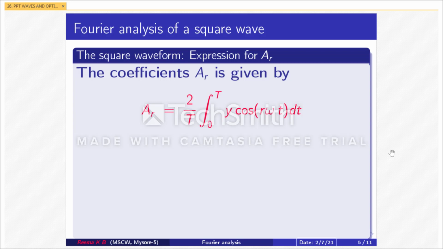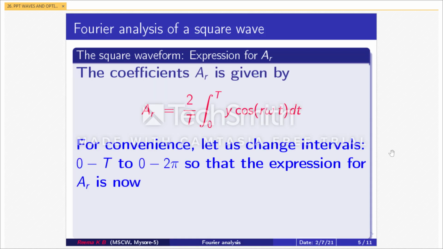The square waveform, expression for AR. The coefficient AR is given by AR is equal to 2 by T integral between the limit 0 to T y cos of r omega t dt. For convenience, let us change the intervals from 0 to T to 0 to 2 pi so that the expression for AR now becomes AR is equal to 2 by 2 pi integral between the limit 0 to 2 pi y cos of r theta d theta.